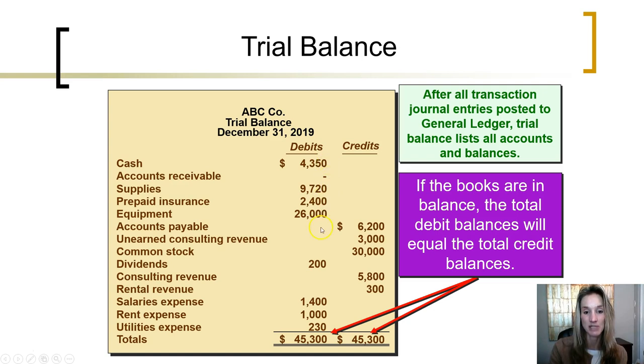Accounts with debit balances are listed in the debit column. Accounts with credit balances are listed in the credit column. We add up all of the account debit balances, add up all the account credit balances. If our books are in balance, the total debit balances will equal the total credit balances, and our system is in balance. It doesn't mean we didn't make an error. We could have still made an error. This just indicates that the system is in balance.